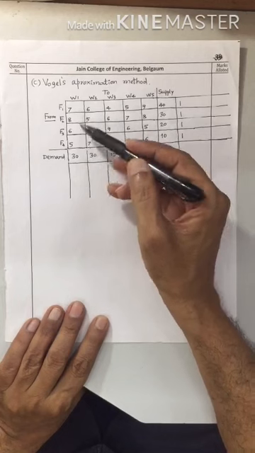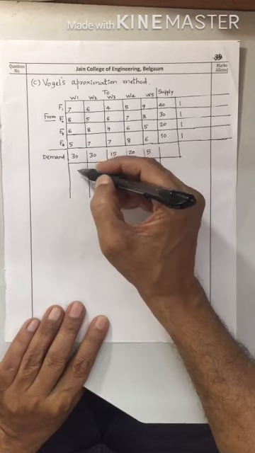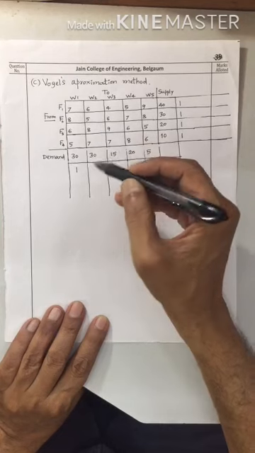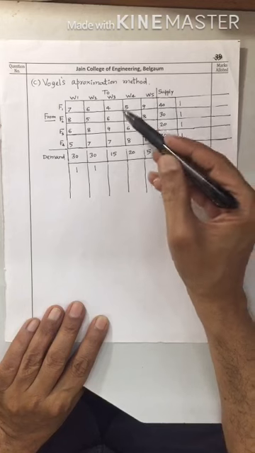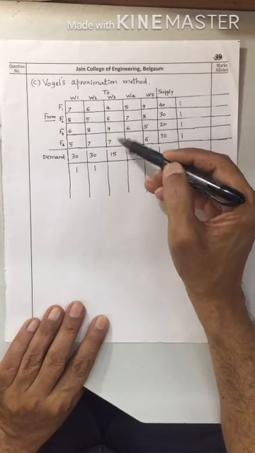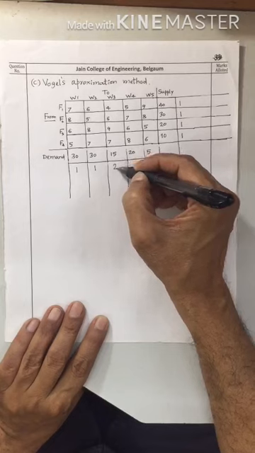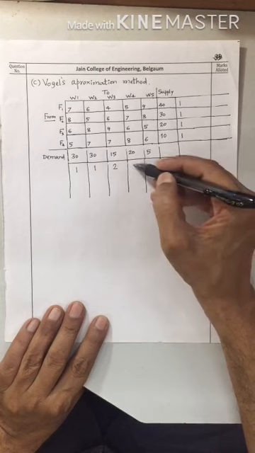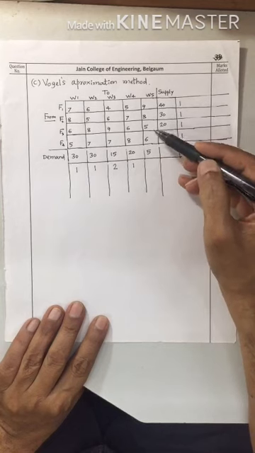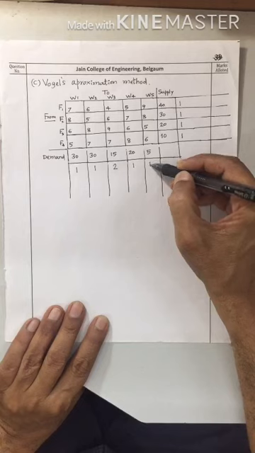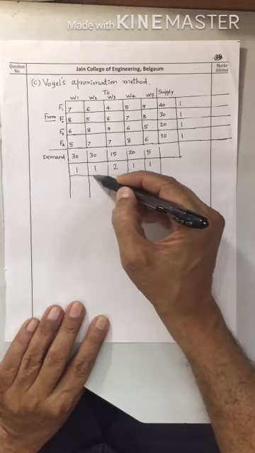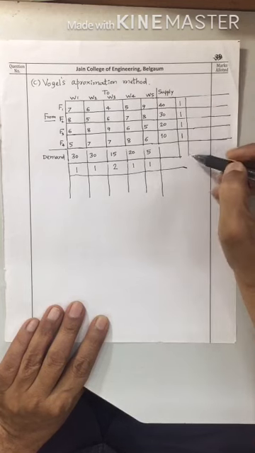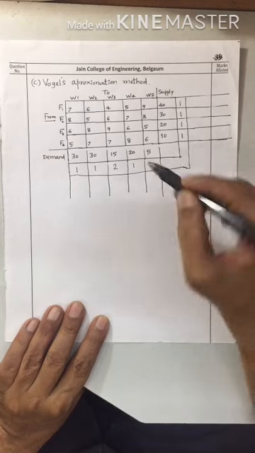For the columns also, 7, 8, 6, 5, 5 and 6, it is 1. Then 5, 6, 5, 8, 7, again 5 and 6, it is 1. Then 4, 6, 9, 7: 4 and 6, the difference is 2. Then 5, 7, 6, 8: 5 and 6, the difference is 1. Then 9, 8, 5 and 6: 5 and 6, the difference is 1. So the penalty values of the first cycle have been computed, and I just put a line like this.